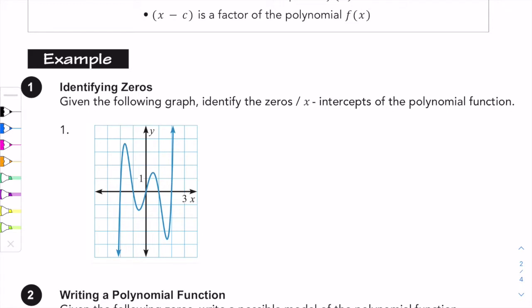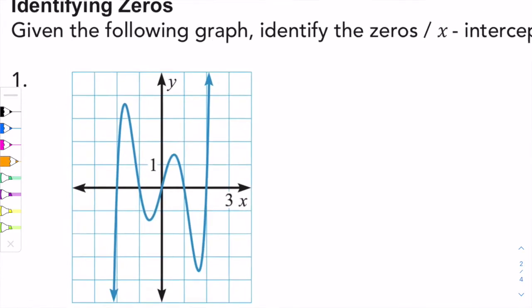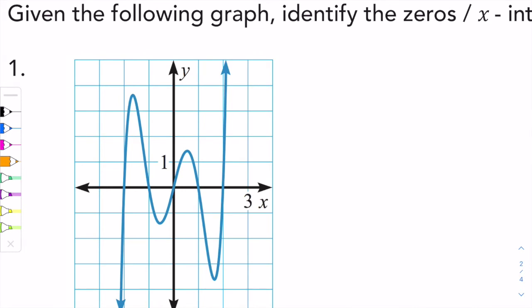In this first example set, you're asked to identify the zeros and the x-intercepts from the graph. So I'm going to zoom in on the graph and just indicate where the zeros are. Zeros are wherever the graph crosses the x-axis. So we have one right here, here, here, here, and here.